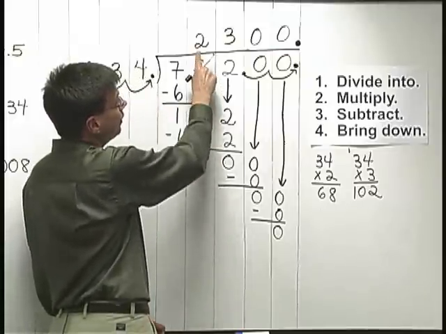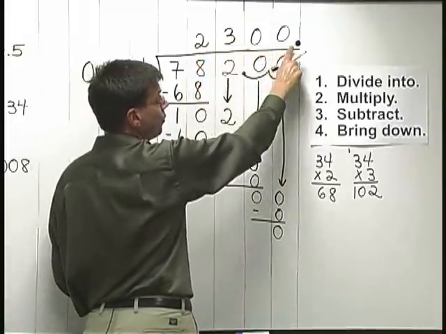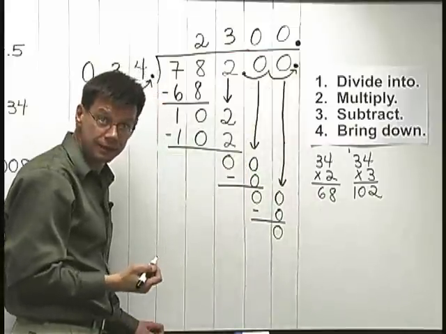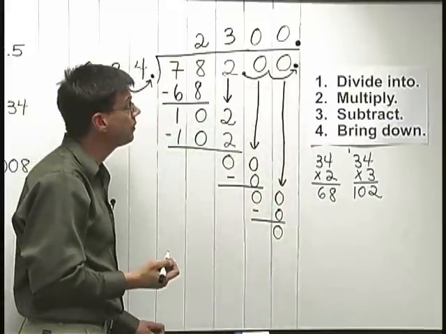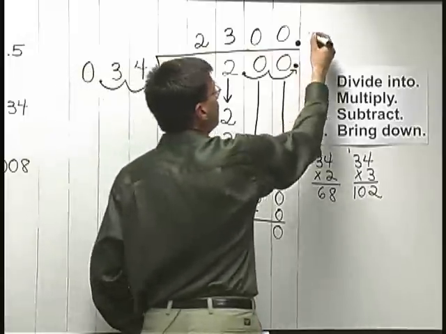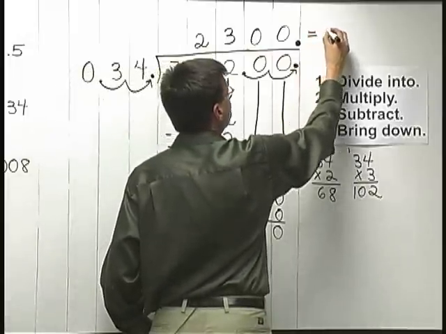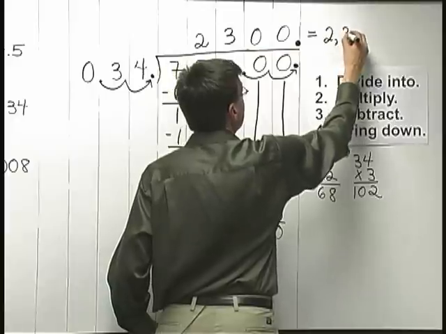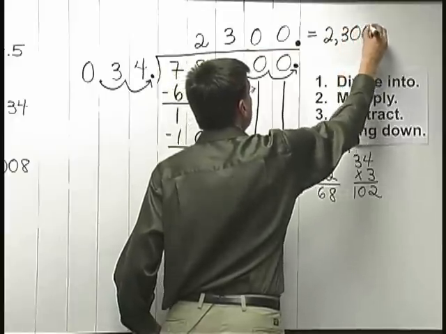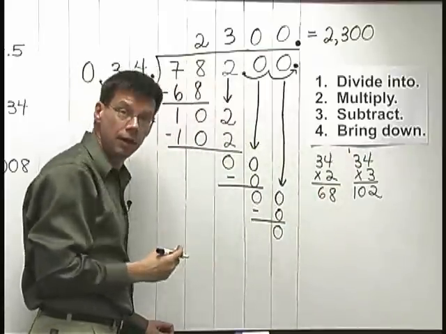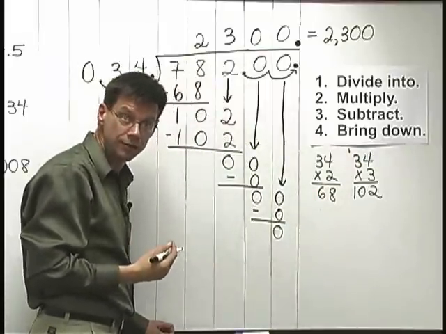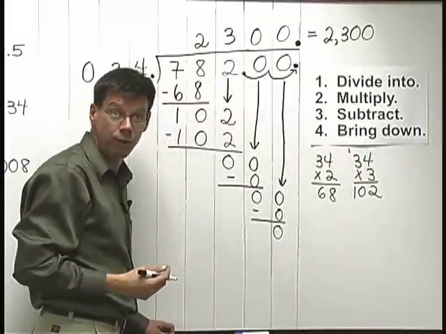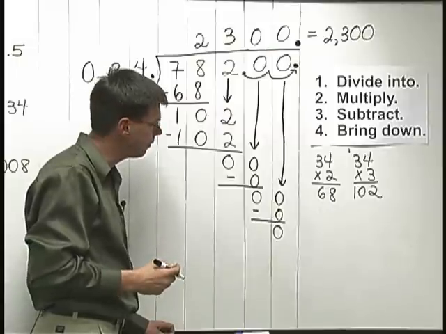My answer here is 2,300 point. That's the same as the whole number 2,300. Just next to this here, I'm going to write 2,300 without the decimal point. Because we got a whole number answer, we don't need to write the decimal point in our answer.